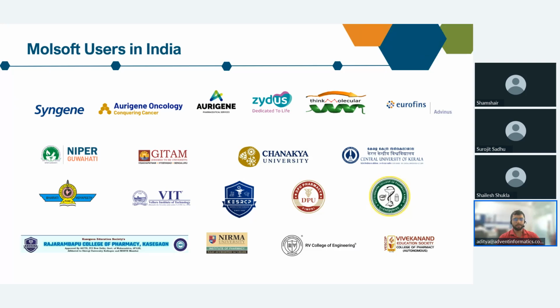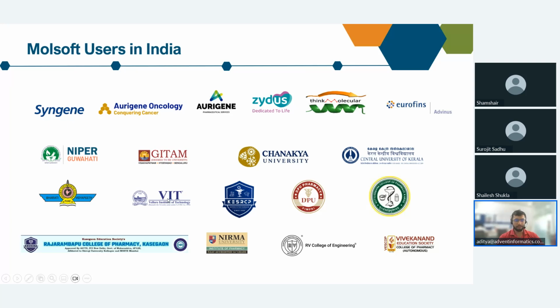When we talk about Indian users on the commercial side, we have Syngene, Aurigene Oncology, Aurigene Pharmaceuticals, Zydus, Think Molecular, and Eurofins. On the academic side, we have names like NIPER Guwahati, Gitam University, Chanakya University, Central Institute of Kerala, Bharati Vidyapeeth, VIT, DYP, and we have a long list.